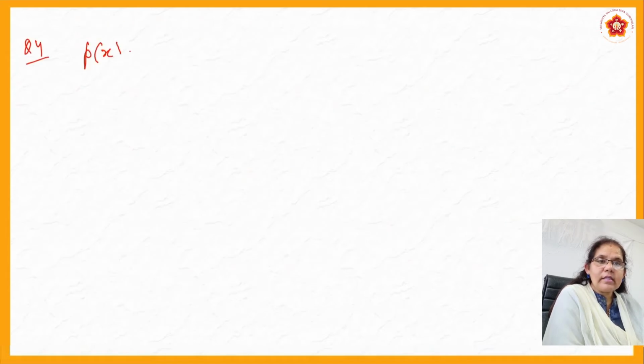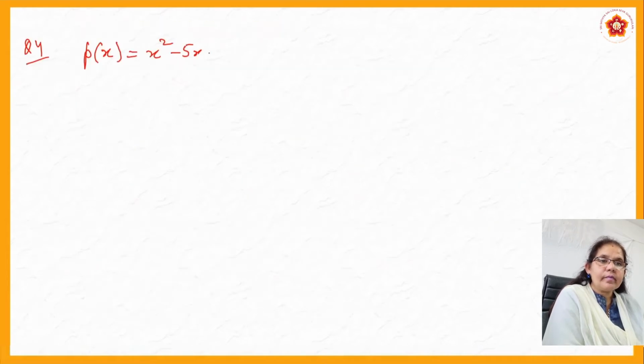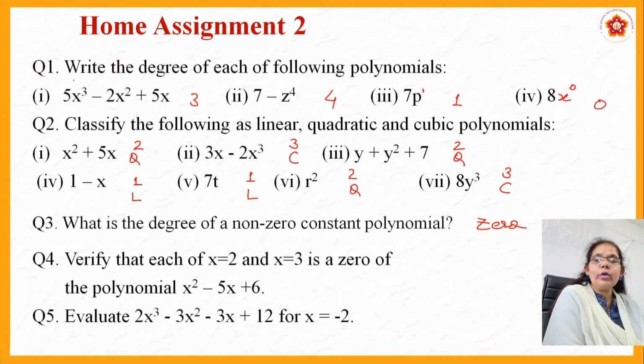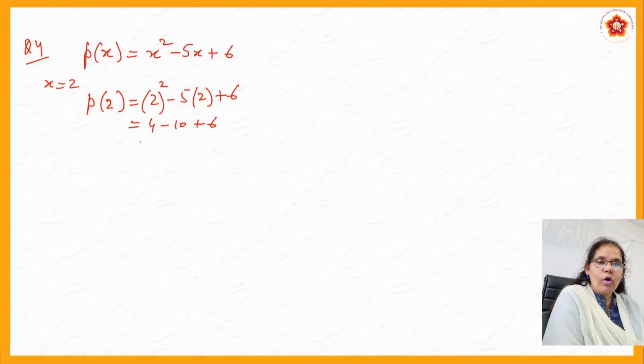P(x) is given to you as x square minus 5x plus 6. And we have to check at x is equal to 2 and x is equal to 3. So let us check it at x is equal to 2. Find P(2), put the values. So we have got 10 minus 10 which is 0. Hence we will say x is equal to 2 is a 0 of the given polynomial.